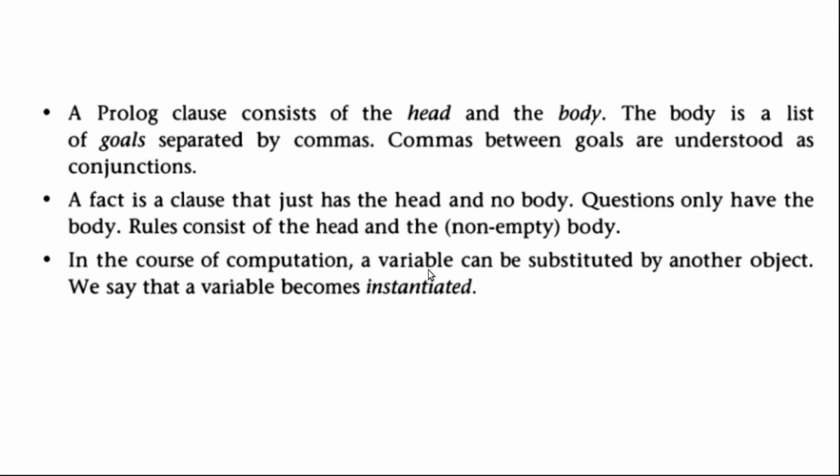In the course of computation, if we use a variable, the variable can be substituted by another object. We have already discussed in today's class how a variable X can be substituted by objects like Pat, Pam, and Bob. So a variable X can be substituted by objects like that, and when we substitute a variable by an object, we say the variable has become instantiated.